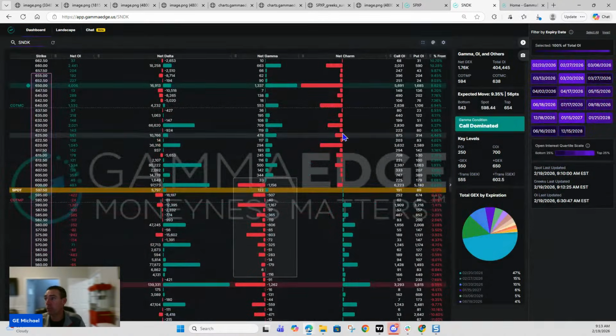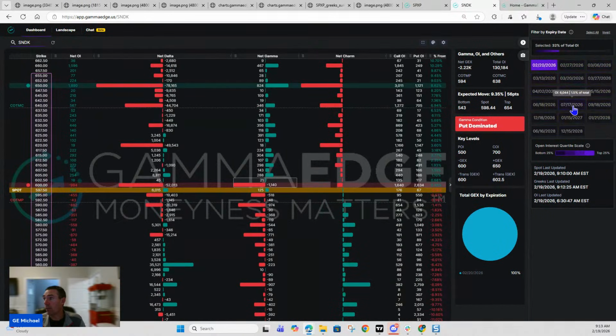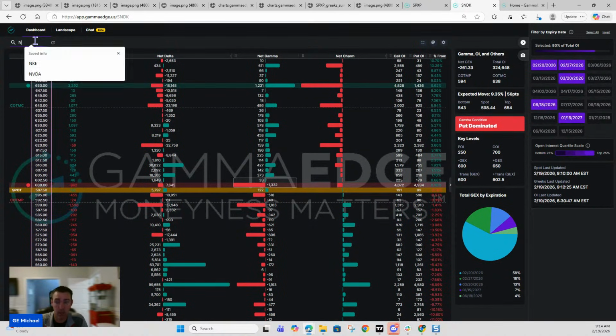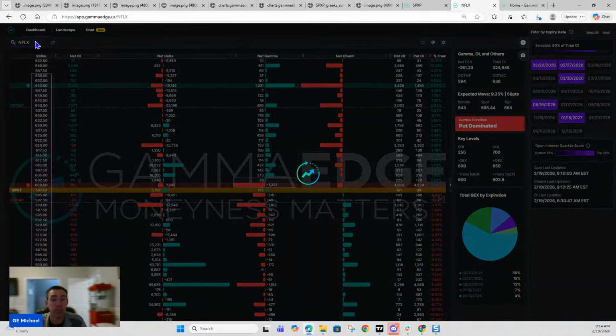SNDK. Monthly OPEX, put dominated on SNDK. You're actually below transition though. So in the money puts overhead, going to be difficult for SNDK to move up. Upper quartile, put dominated. So SNDK looks much weaker than MU on that aspect. We actually have some in the money calls below us, but we're put dominated on SNDK. You need to see the overall structure change for significant price appreciation on that.